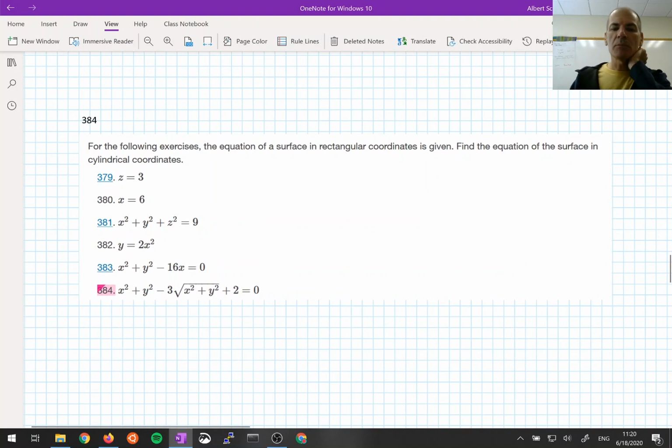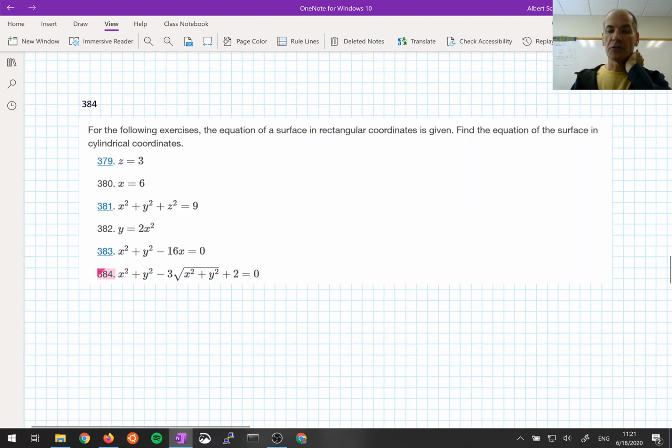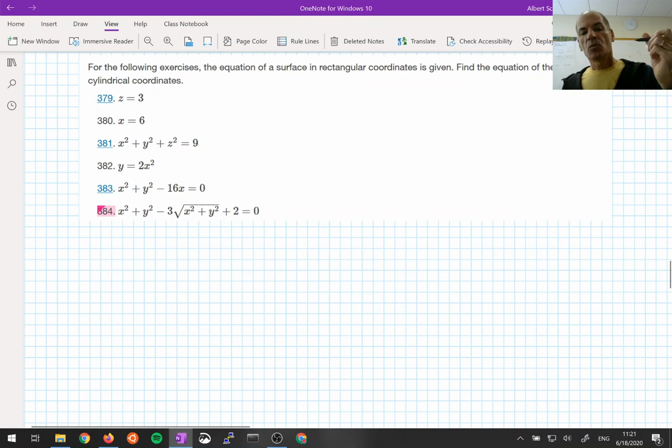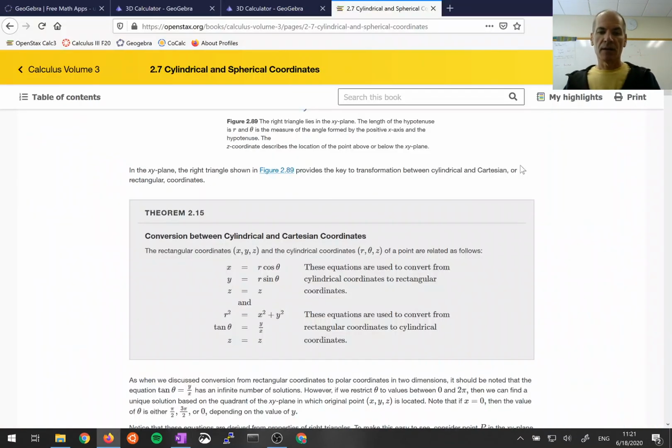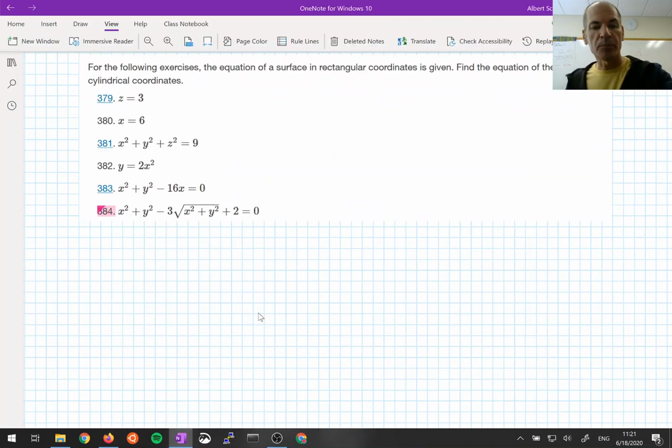All right, in problem 384, the equation of the surface is given in rectangular coordinates, and you're asked to find the equation of the surface in cylindrical coordinates. Once again, I tend to focus on formulas that are useful or that match what I'm seeing in the expression. And here I'm seeing lots of x squared plus y squareds, which I know correspond to r squareds. So I'm going to replace all of those with r squareds, and I get something that looks like this.